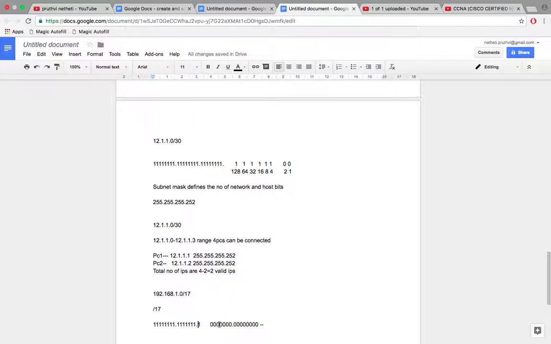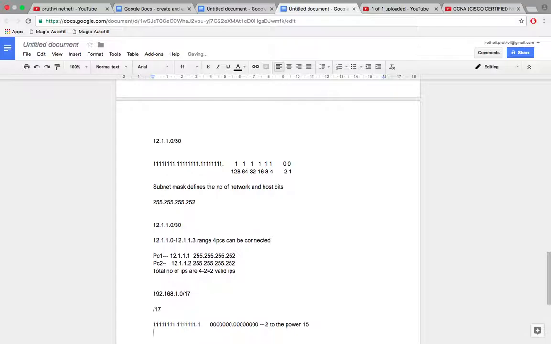These are our network bits. What are the remaining host bits? 15. 7 and 8, 15. Total makes 32, right? So 2 to the power of 15. So in this network, we do have 2 to the power of 15 IP addresses. Okay? So 2 to the power of 15 is something around 32,000.